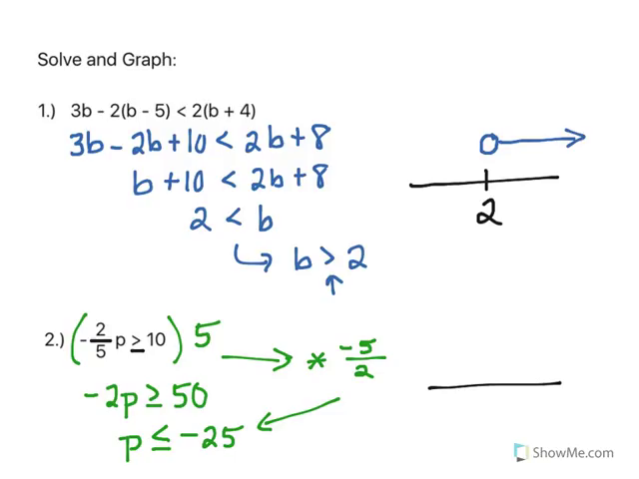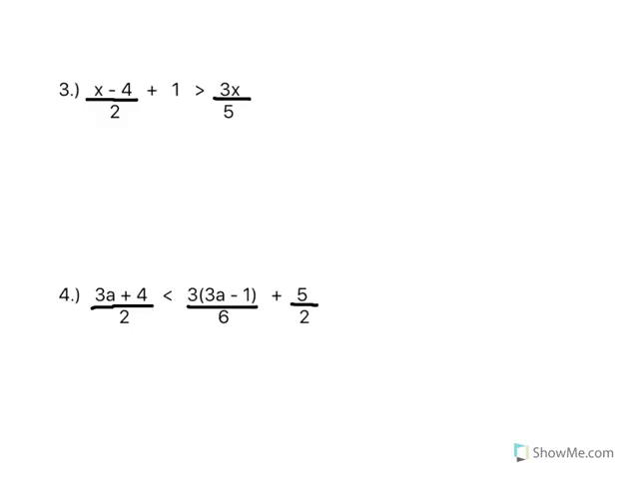Alright, so graphing that, again, you only need to mark the numbers that are important for your solution, -25. This one's going to have an equal to in it, so I'm going to draw a circle and then color it in. And then since p is less than or equal to -25, that means go to the left. It needs smaller numbers. So it's all numbers smaller than or equal to -25. Okay, let's take a look at some with bigger fractions involved.